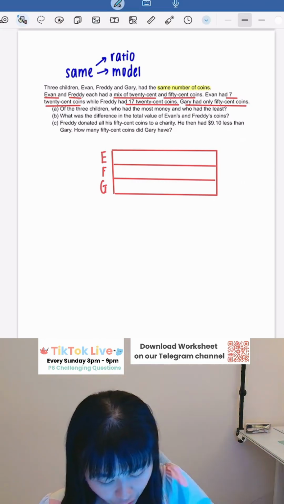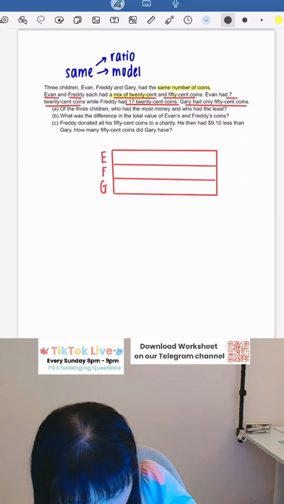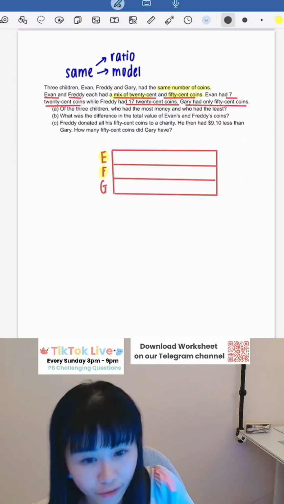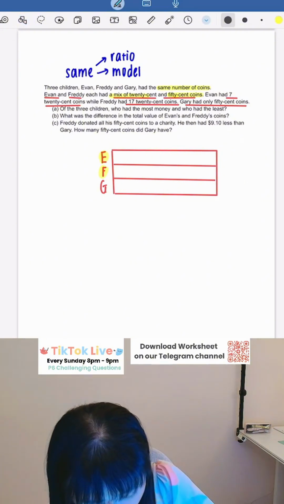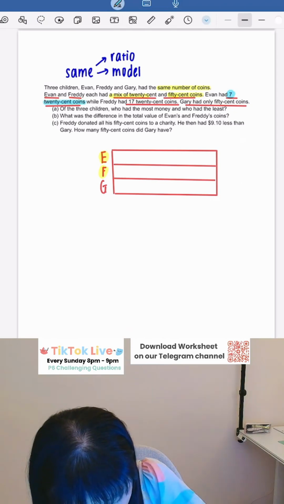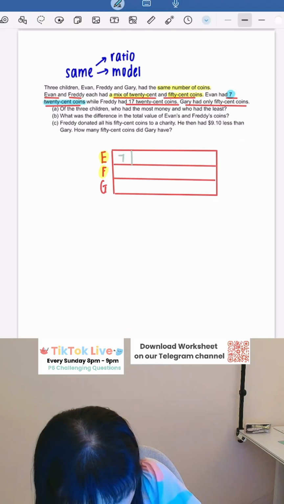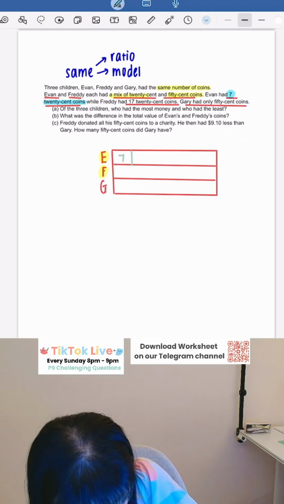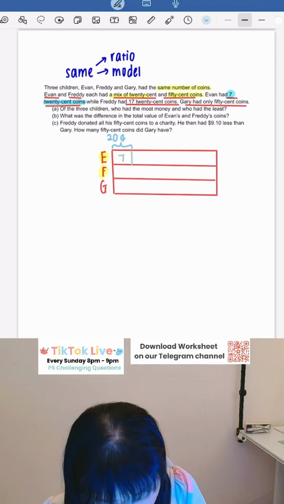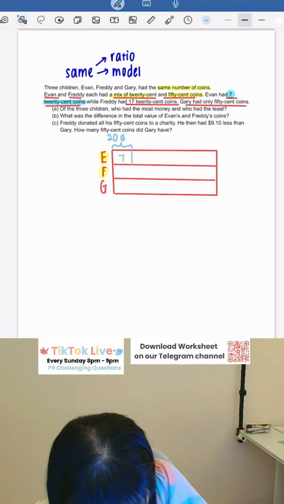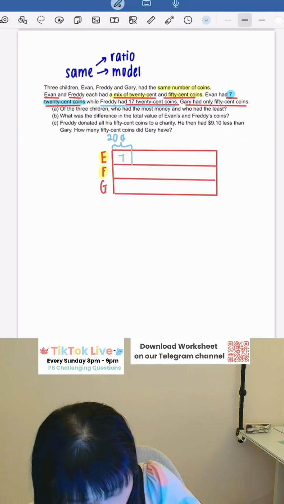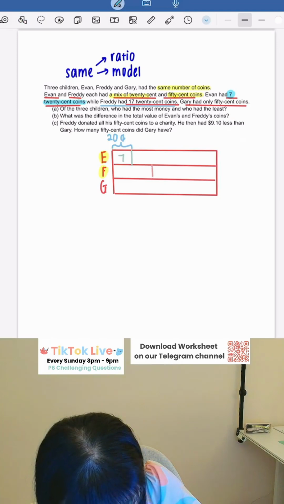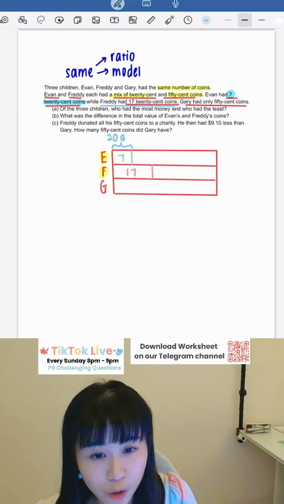Now Evan and Freddie each have 20 cent and 50 cent. Exactly how many I don't know, but I know Evan had 7 20-cent coins, so I can cut a 7 right here. And I know this 7 represents how many 20-cent coins. Whereas Freddie has 17 20-cent coins. So what I will do is I will cut a 17. I will cut a 17 20-cent coin.